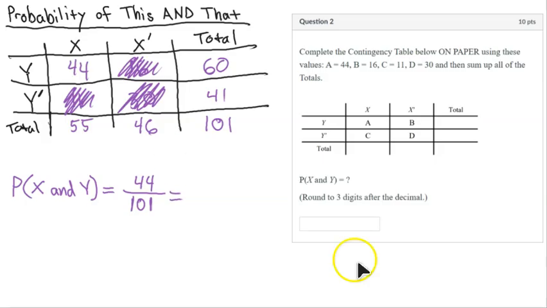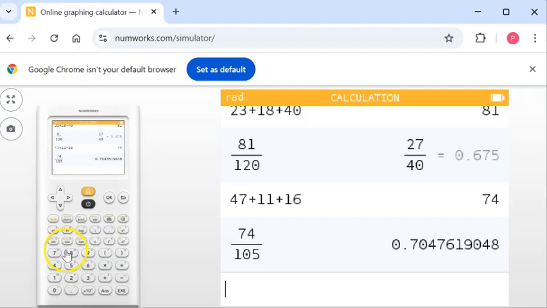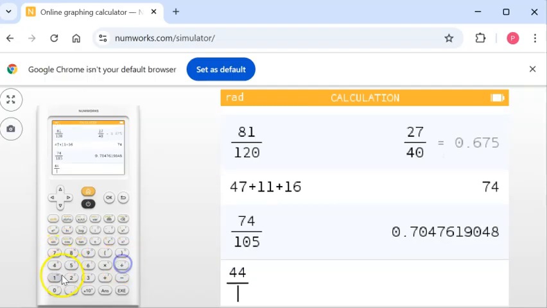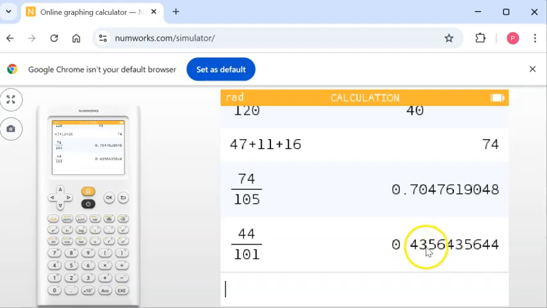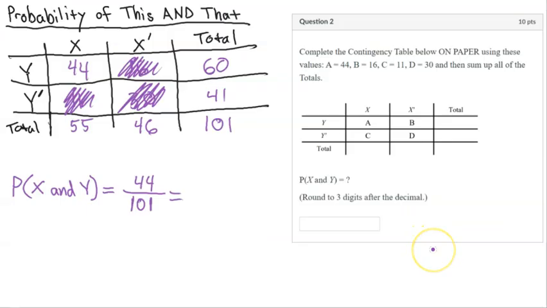And now we go to the calculator and do 44 out of 101, and our answer is 0.435, and this 5 is going to round up to a 6, so it's going to be 0.436. So the answer is 0.436, and that is our final answer. Okay? Let's do one more example with a tree diagram.